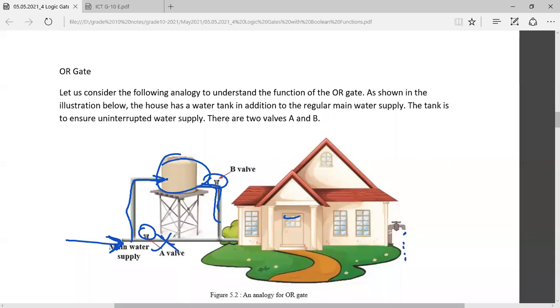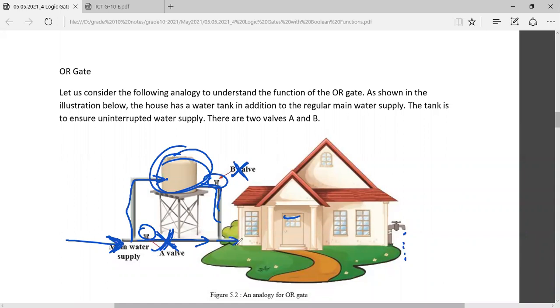If this valve is not working, neither the main line is working, then through the tank you can give the water to the house, right? If this B valve is closed, stopped, then from the main supply you can give the water to the house. Think about this. Okay, right.